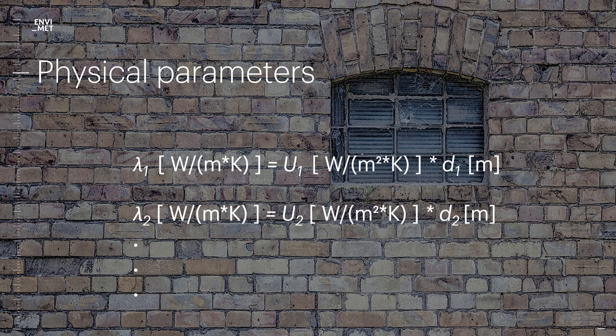So if you have these physical parameters, like I said, mostly you only have the U value, you would have to multiply it with the thickness of the layer. So if you're having, like we do, walls that consist of three different materials, you would have the U value of one material, then multiply it by the thickness of the material, and you would get the thermal conductivity of the first material. And you would do this for all the different materials that the wall is built of, and weigh them basically with the thickness. So this way you can translate a U value to a thermal conductivity.